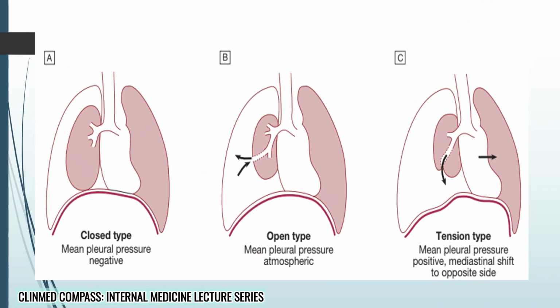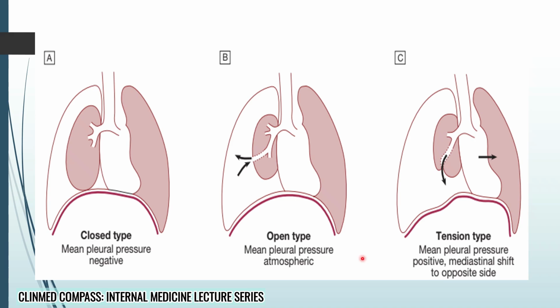This is an illustration of the various forms of pneumothorax. The first is the closed pneumothorax, where the communication seals off after the rupture of the lung, maintaining the negative intrapleural pressure. The second is the open type of pneumothorax, in which there is a persistent communication between the airway and the pleural space, as you can see, as in the case of bronchopleural fistula.